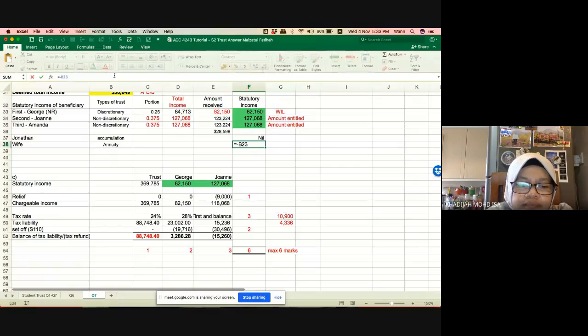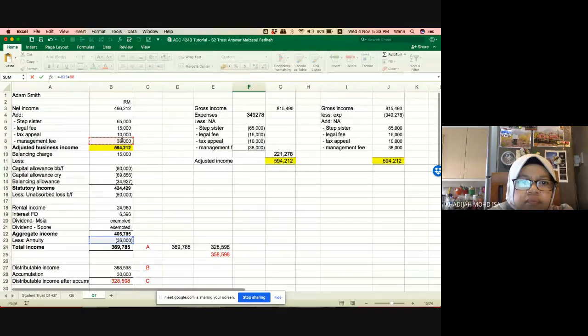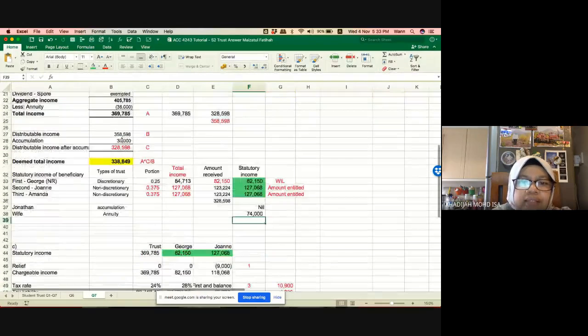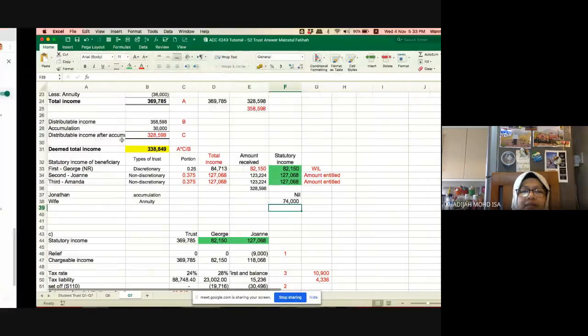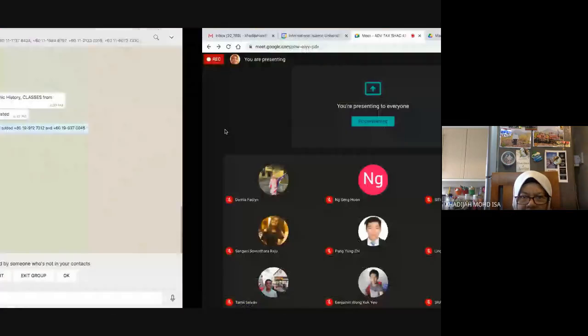Add. No. You can put 74,000 also. But as previously, the assessment is on the annuity, because it is actually income from the trust. Okay, because hold on.